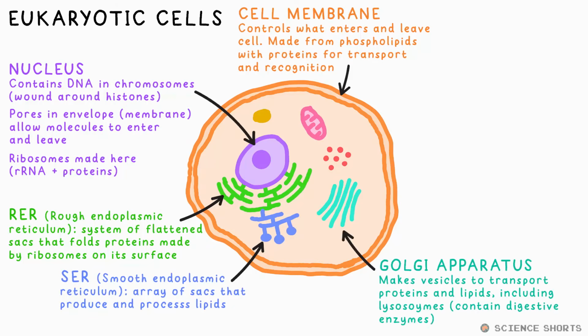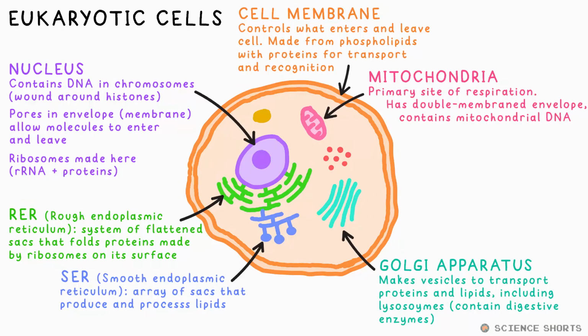The Golgi apparatus is a system of sacs with vesicles surrounding it, which are used as packaging for the proteins and lipids it processes to be delivered to where they need to be used. Golgi apparatus is like the Amazon depot. The vesicles are the vans. It also produces lysosomes, which are vesicles that contain digestive enzymes.